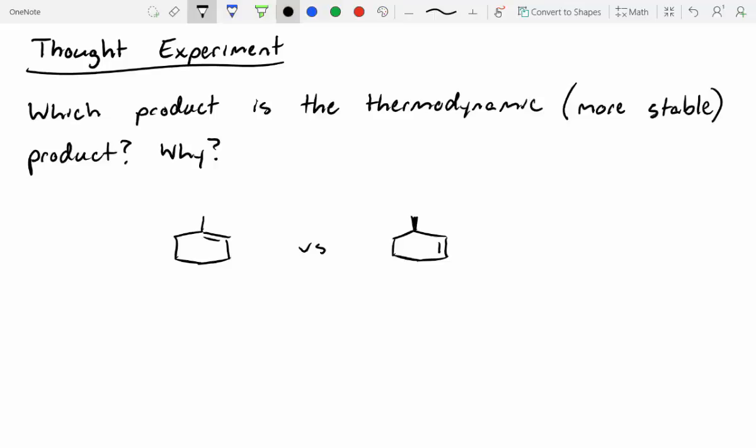All right, give me a thumbs up if you guys agree with your partner. All right, looks like a lot of thumbs going up. All right, which one do you think is more stable, the one on the left or the right? Left. All right, this one's thermodynamic product.